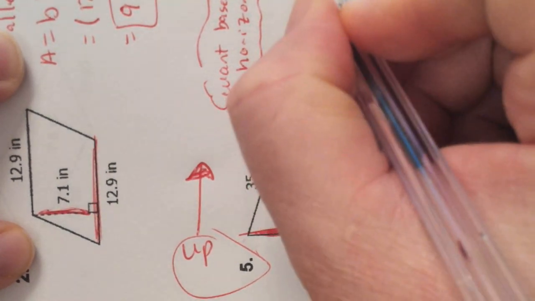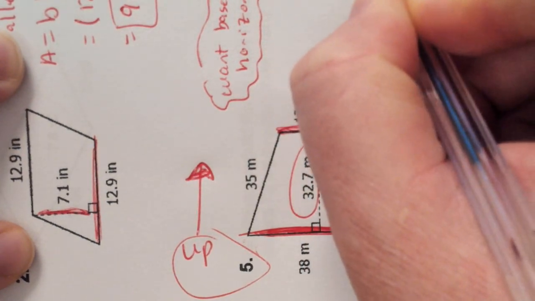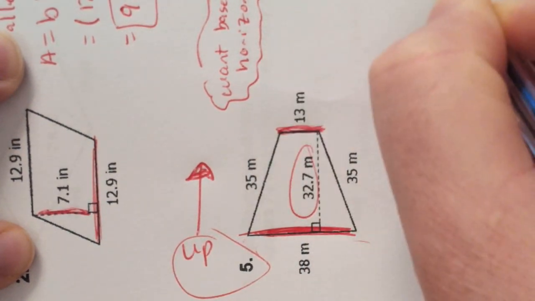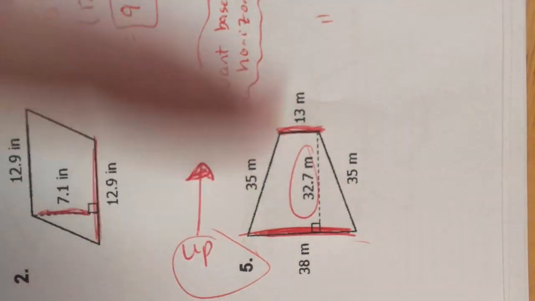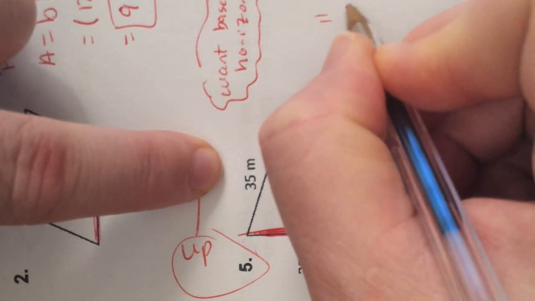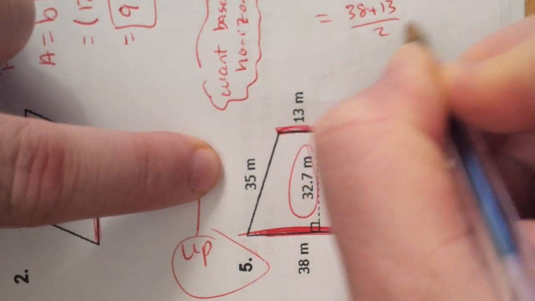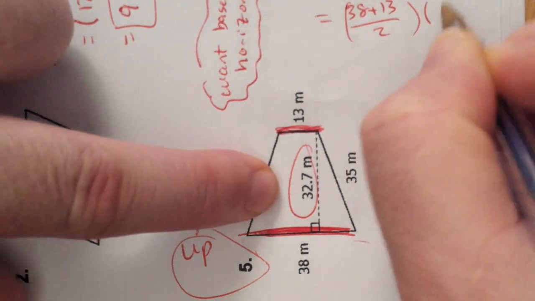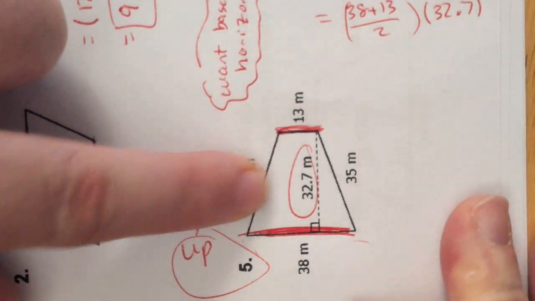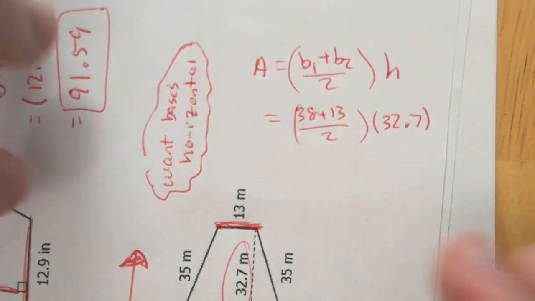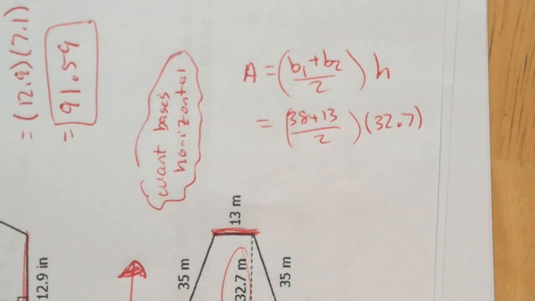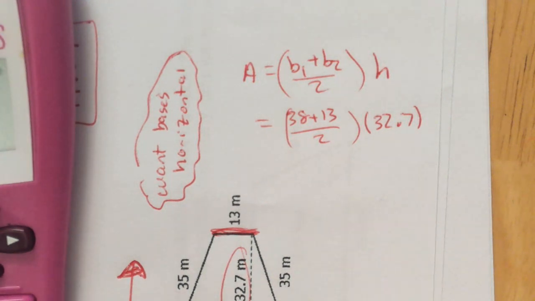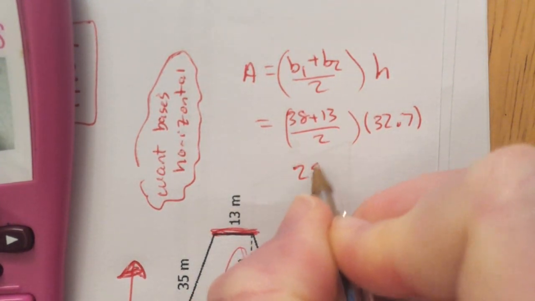All right, so we have area equals base 1 plus base 2 all over 2 times your height. It doesn't matter which one's which, our bases were 38 and 13, or vice versa, divided by 2, times your height, which was 32.7. Now you can actually see it. Make sure that you add these together: 38 plus 13 equals 51. Now divide by 2, and make sure that you get 25.5.